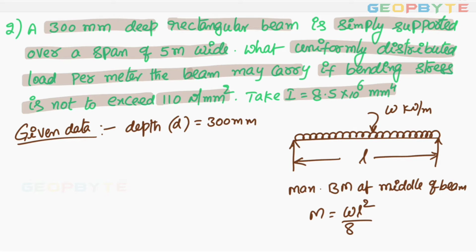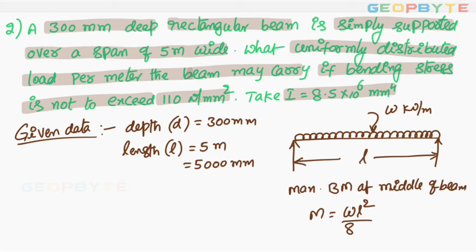If a simply supported beam is carrying the UDL over its entire length, maximum bending moment is occurring at the middle of the beam with a magnitude WL square by 8. That is the formula. Now come to our problem. Simply supported over a span means length of the beam, L equal to 5 meters. It is equal to 5000 mm.